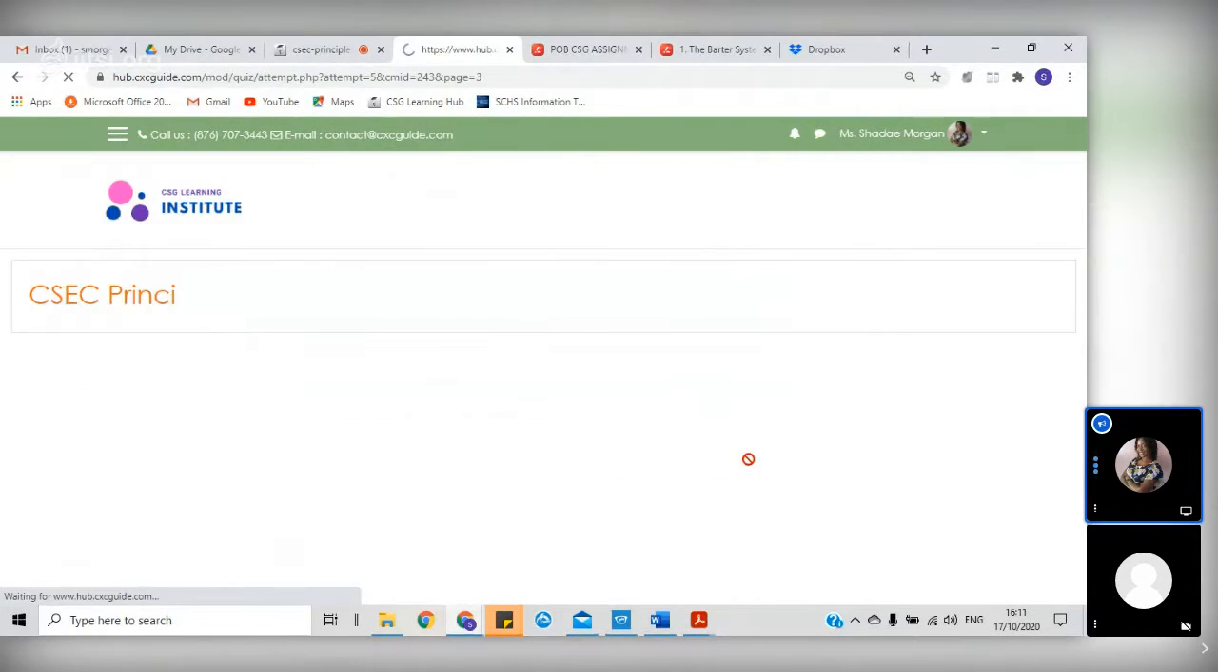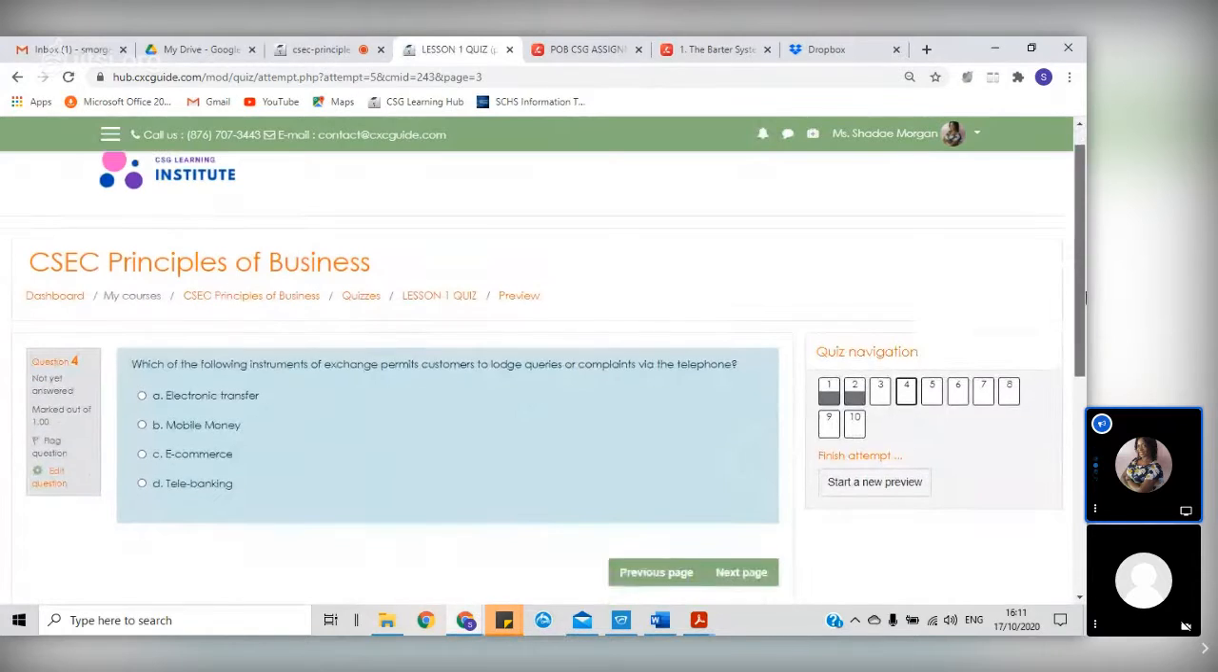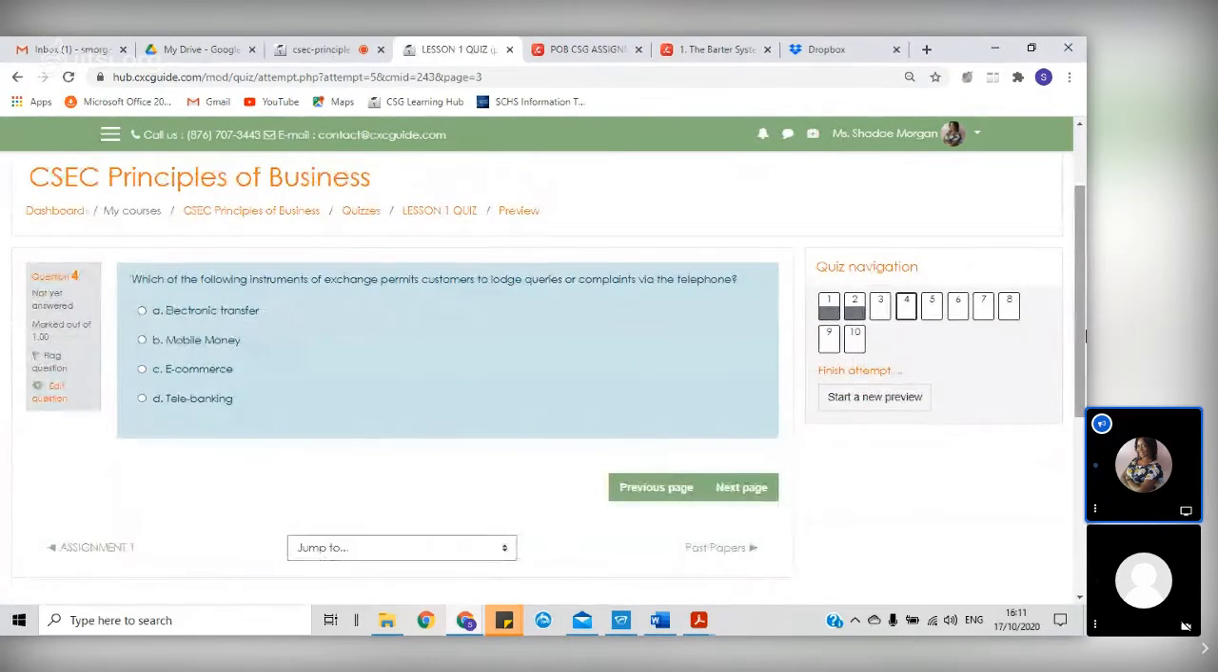All right, next question. Which of the following instruments of exchange permits customers to lodge queries or complaints via the telephone? So we have electronic transfer, mobile money, e-commerce, and telebanking. Telebanking. Right, that is correct.